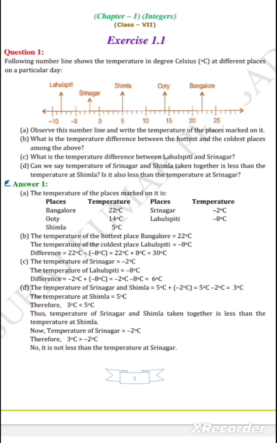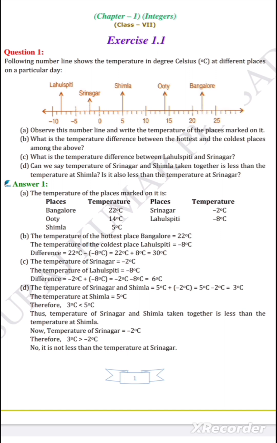A fourth question is, can we say the temperature of Srinagar and Shimla taken together is less than the temperature at Shimla? The temperature of Srinagar and Shimla both is 5 degrees Celsius plus minus 2 degrees Celsius is equal to 3 degrees Celsius and the temperature of Shimla is equal to 5 degrees Celsius. Therefore, 3 degrees Celsius is less than 5 degrees Celsius. So the temperature of Srinagar and Shimla taken together is less than the temperature at Shimla.